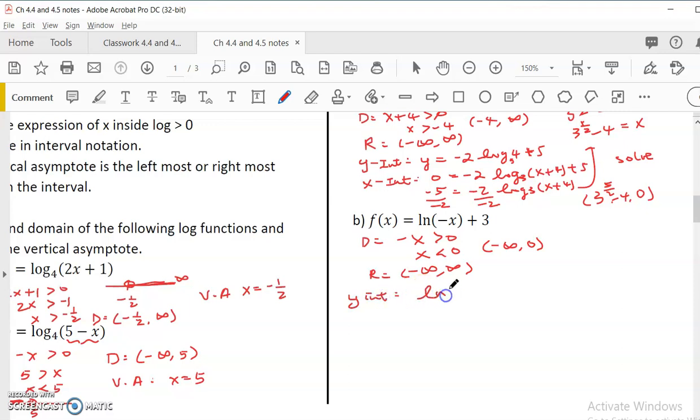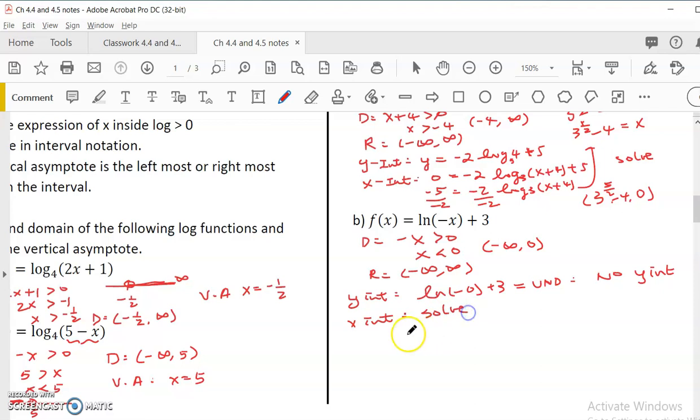Y-intercept is plug in x equal to 0, right? So it'll be ln of negative 0 plus 3, which is undefined, right? So it is undefined, so no y-intercept. If you plug in anything that is negative inside, because it's outside of the domain, 0 is not part of the domain.